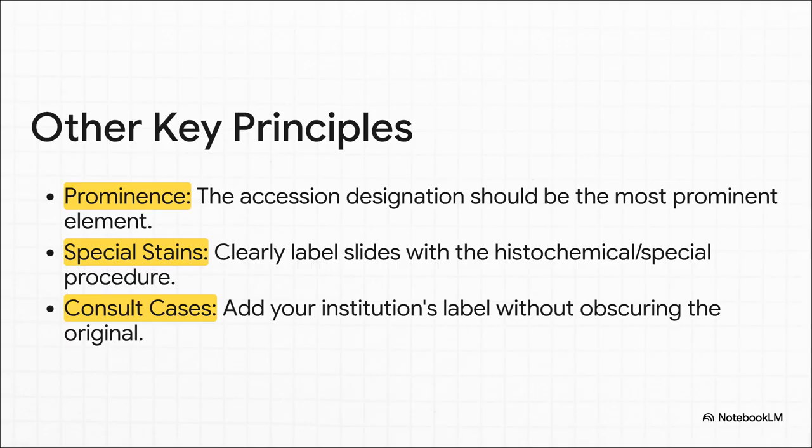The guidelines also cover a few other really key points. First, that long accession number we just decoded, it has to be the biggest, most prominent, easiest to read thing on the label. Second, if there are any special stains or procedures, they need to be clearly written out. And finally, and this is a big one, if you get a consult case from another hospital, you add your own label, but you never cover up the original information.